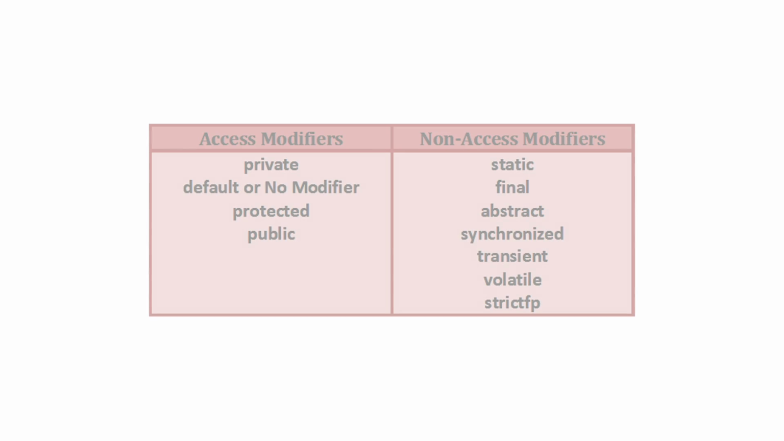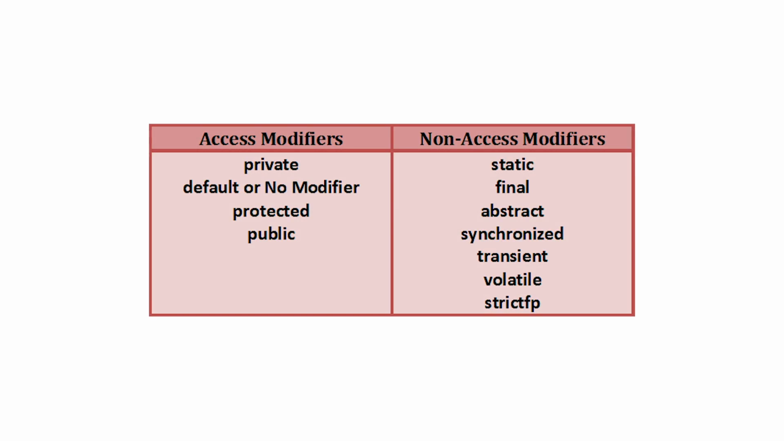When an object member has no access modifier, it is said to have default or package access. It is called this because these members are essentially public to all classes declared in the same package, but not to anyone else. Besides access modifiers, there are non-access modifiers.